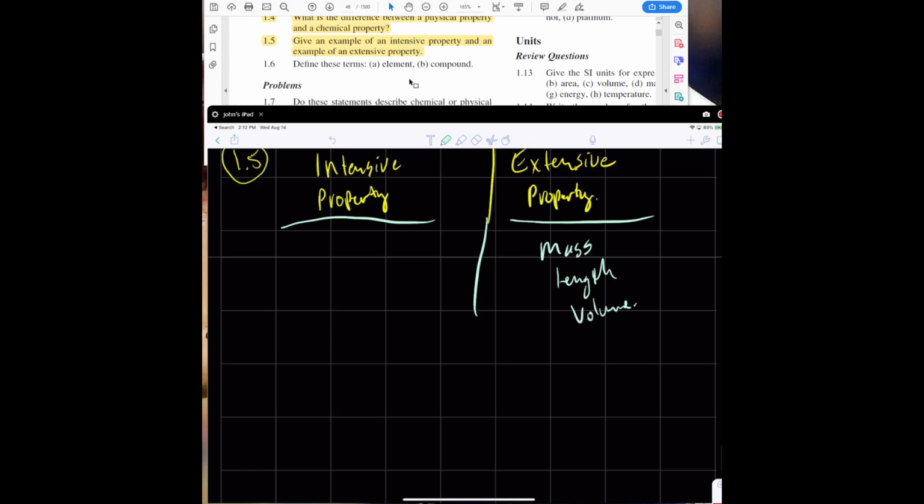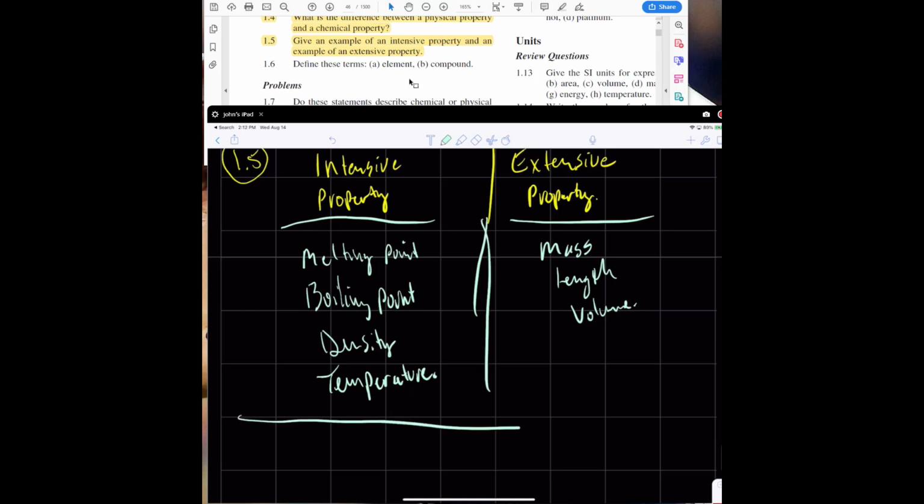So again, melting point, boiling point, density, and let's not forget temperature, right? So there's our examples.